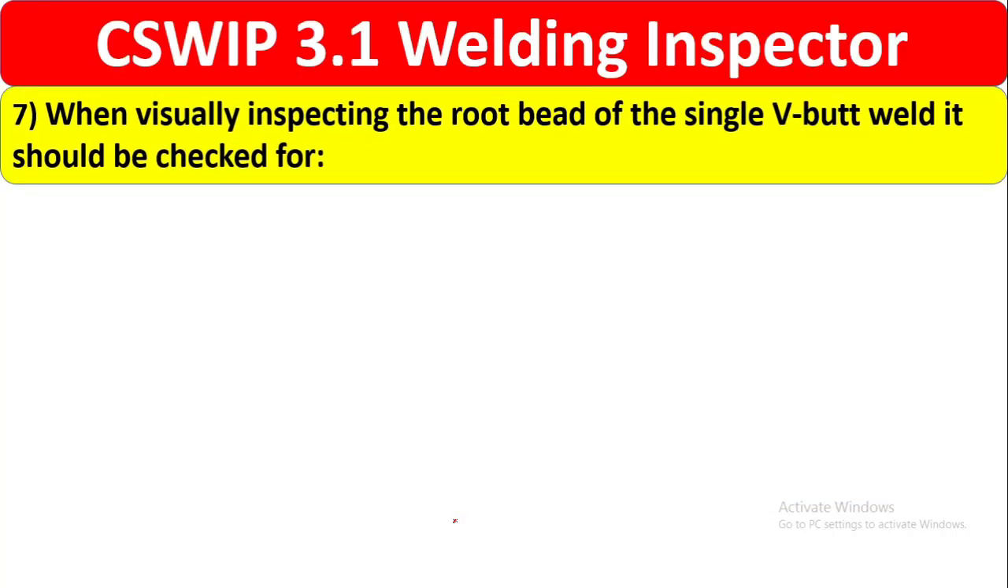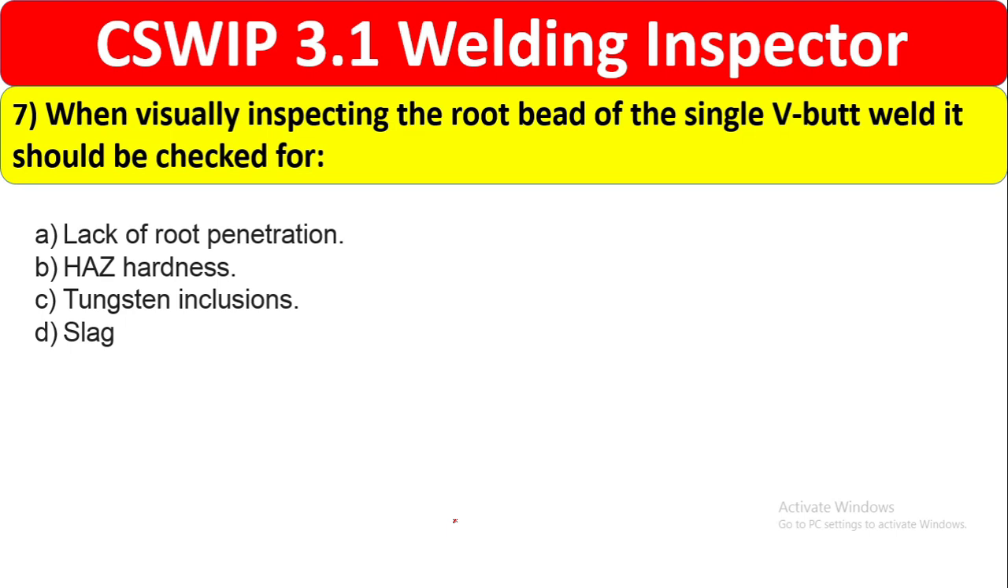Question number 7. When visually inspecting the root bead of the single V-butt weld, it should be checked for. So you are inspecting a root bead of the single V-butt. What do you need to check? Lack of root penetration, hardness, tungsten inclusion or slag.